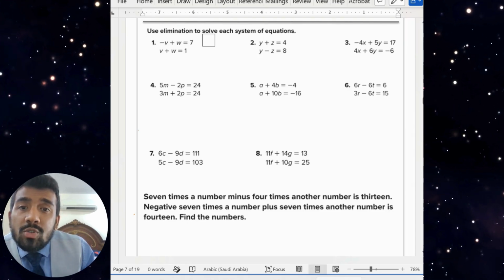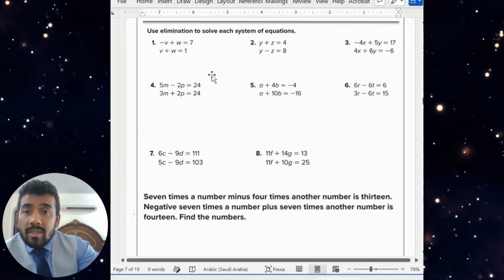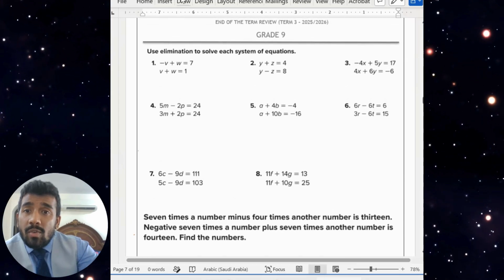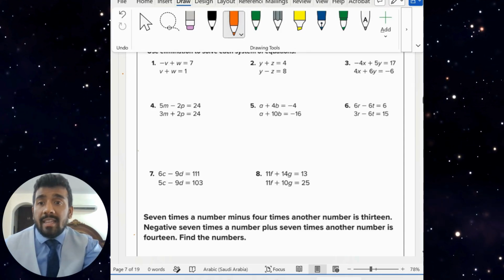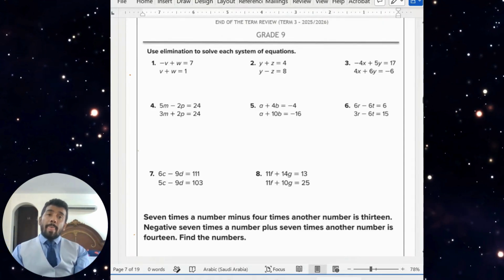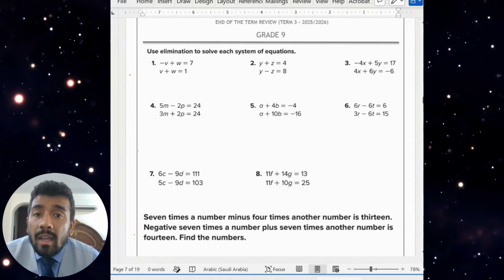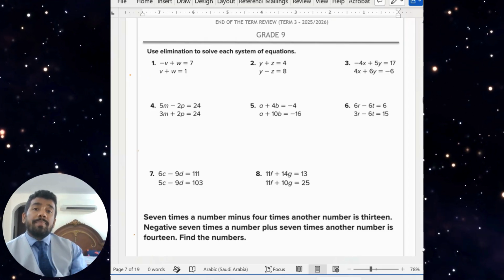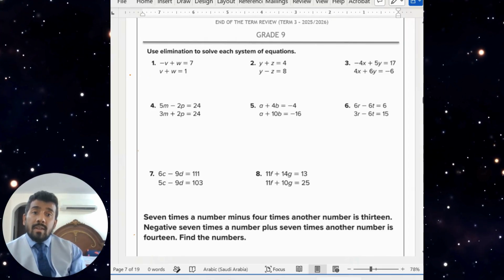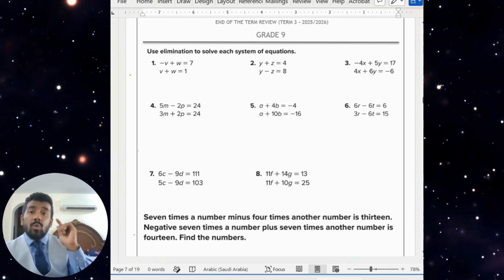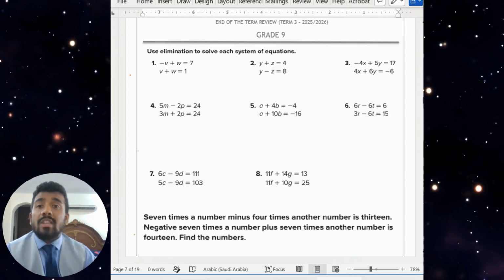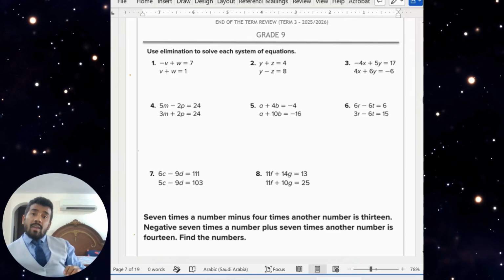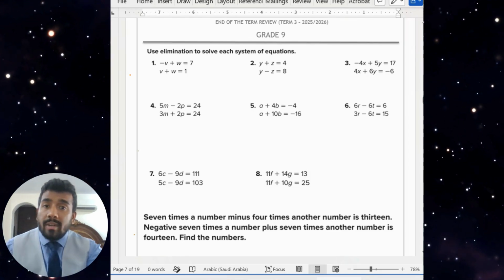Use elimination to solve each system of equations. Now here, to solve this kind of questions, what I'll suggest is there are two ways to do it. One by using calculator and one by using the steps. I'll do the steps first and then I'll do the calculator so that you have both in your mind. It's up to you, then you can choose what you want.